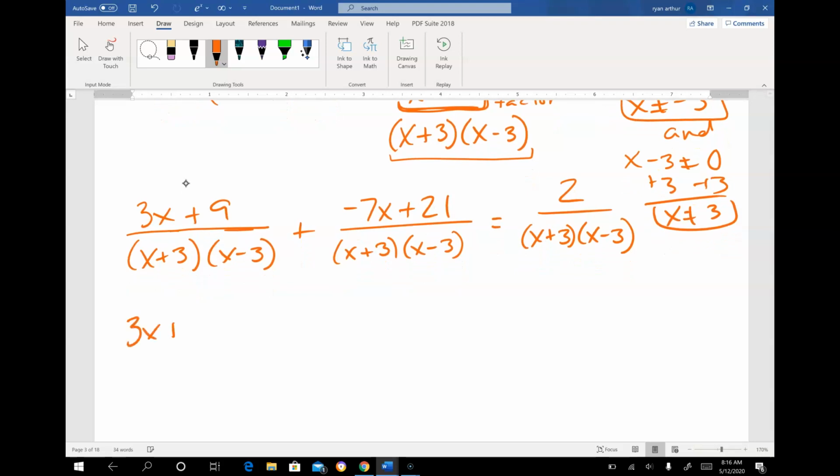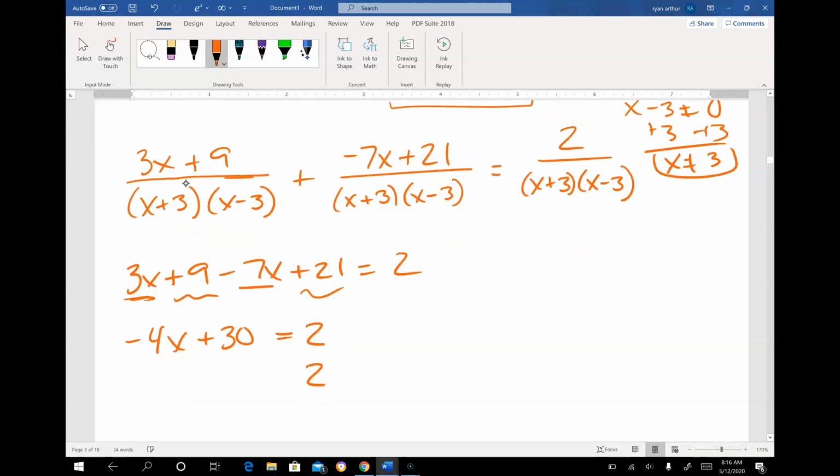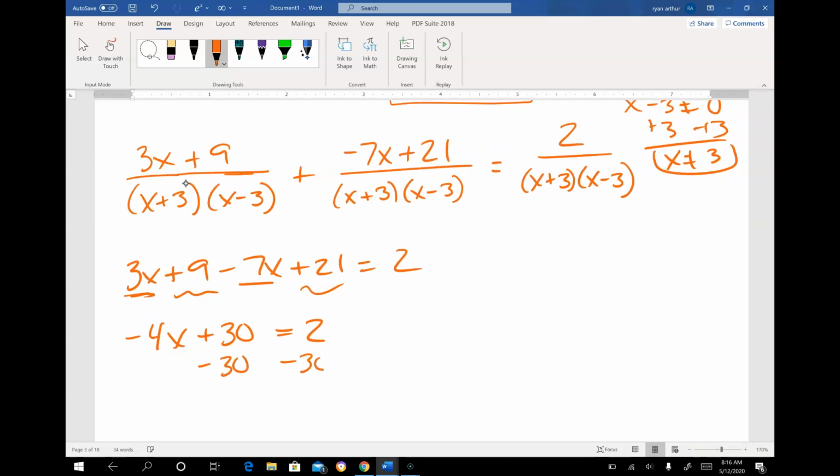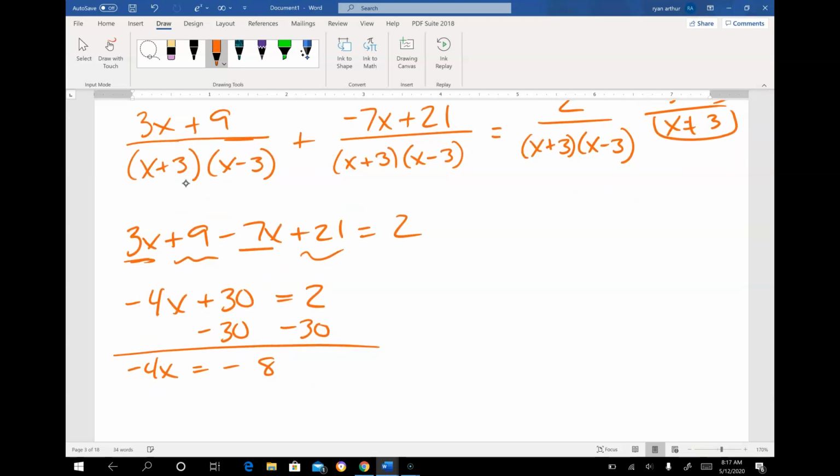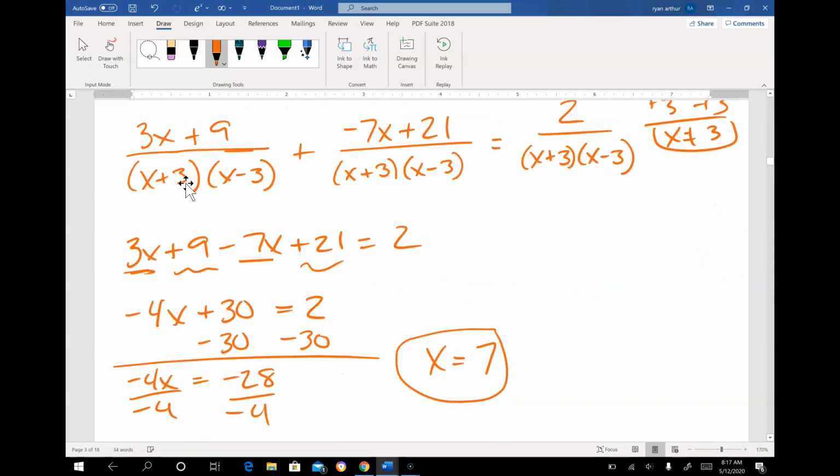We've got 3x plus 9 minus 7x plus 21 equals 2. Clean it up. 3x minus 7x is negative 4x. 9 and 21 is going to be 30. That equals 2. We're going to subtract 30. I get negative 4x equals negative 28. Divide by negative 4. X equals 7. So, is that an extraneous solution? No. So that is my answer. Okay?